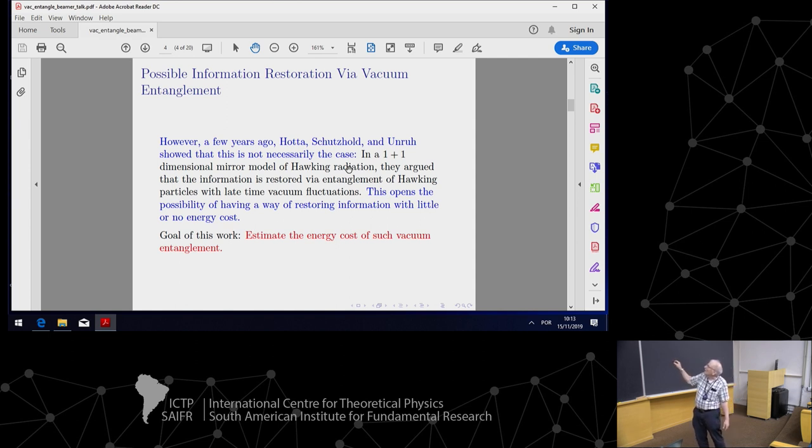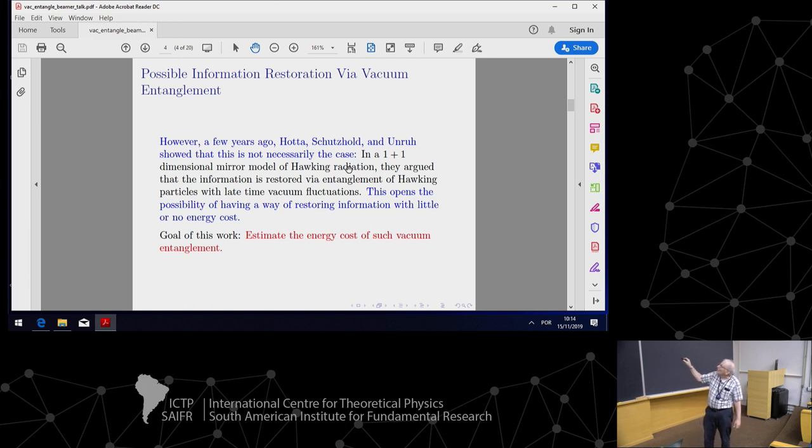In this model, they argued that the Hawking radiation is actually entangled with vacuum fluctuations at late time. So the information comes out in the form of vacuum fluctuations. That sounds like it doesn't cost any energy, and maybe doesn't cost any particle emission or anything like that. That's what I want to estimate, or look at. Analyze maybe is a better word than estimate.